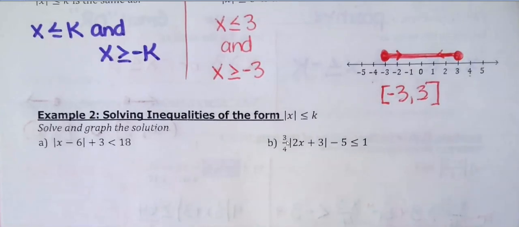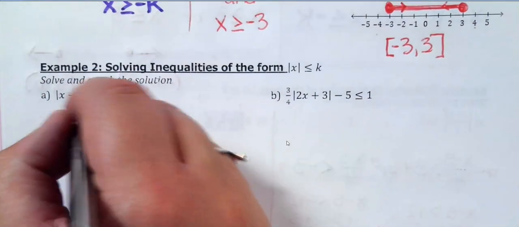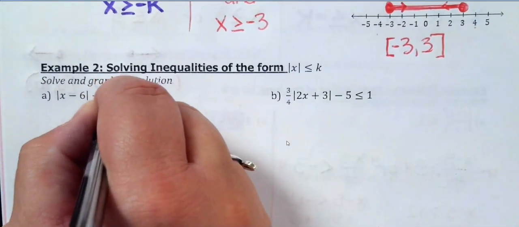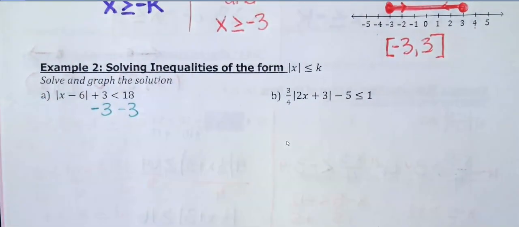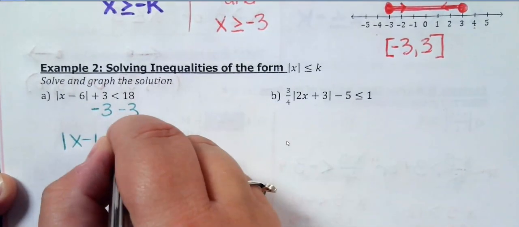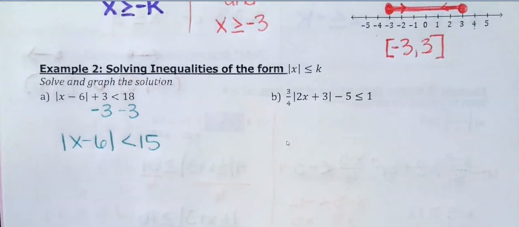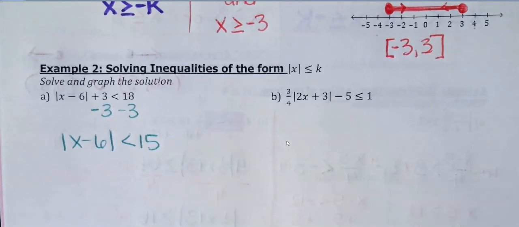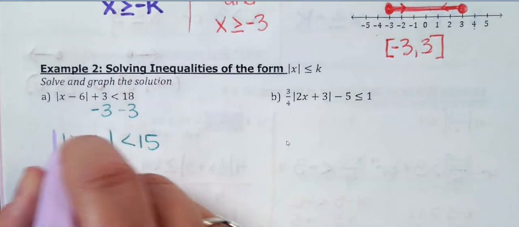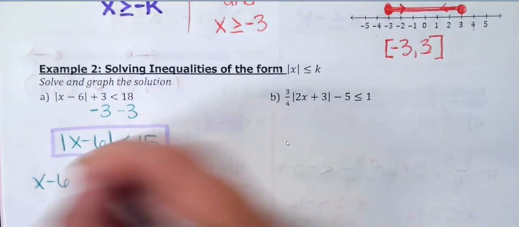Okay, so isolate your absolute value is your first step. So I have the absolute value of x minus 6 plus 3. So plus 3, I'm going to subtract 3 to move that to the other side. The absolute value of x minus 6 is less than, and I would have 15 there. Once I'm there, I've got my absolute value all alone. And then I would break it apart into that definition from the top. Okay, so I'm just going to drop the absolute value and copy it exactly.